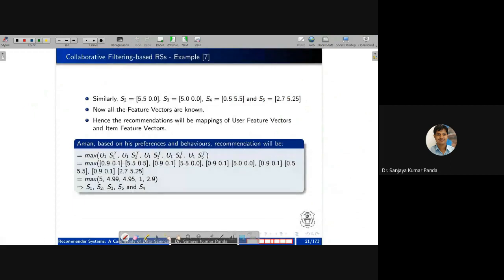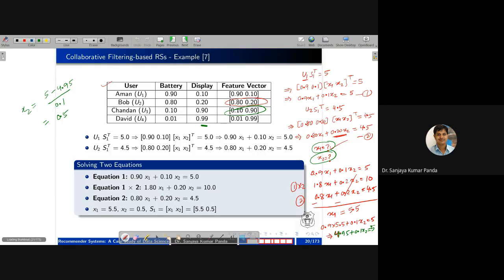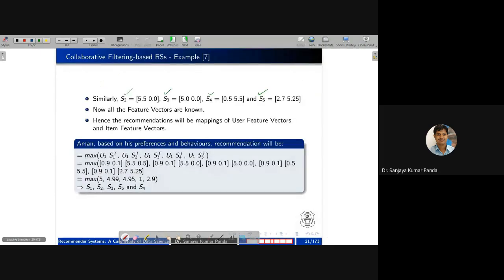Like here you can see, yes, these are the feature values for S2, S3, S4 and S5. So now you know all the feature vectors, right? Starting from S1, S2, S3 up to S5. So now if you go for the recommendations, the recommendation will be a mapping of the user feature vector, which is this one. This is called the user feature vector. And the item feature vector.